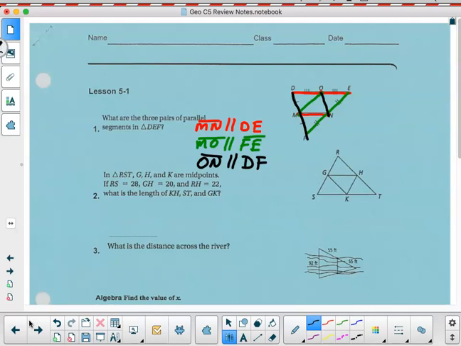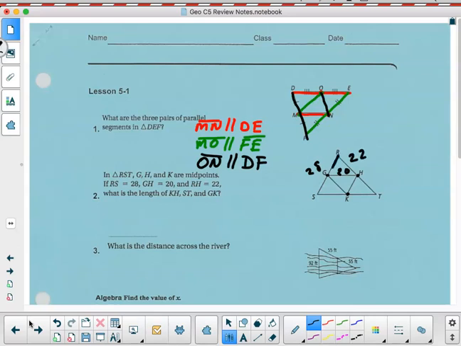Now in triangle RST here, G, H, and K are midpoints. These are all midpoints, okay? We are looking at RS being 28, GH being 20, and RH being 22. So they've got some stuff here.